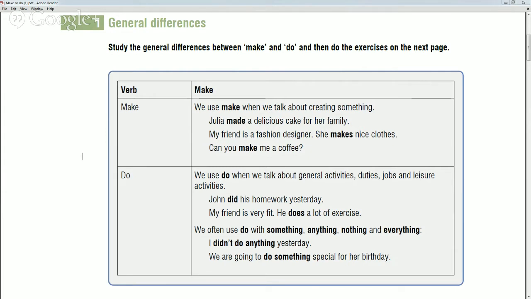Can you read the next sentence? My friend is a fashion designer. She makes nice clothes. Okay. Now, do you make clothes? Can you sew? Can you make clothes? I don't know. I cannot make clothes. Okay, you cannot make clothes.